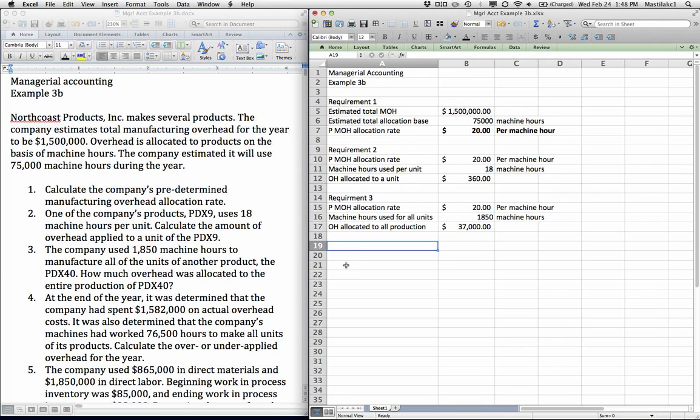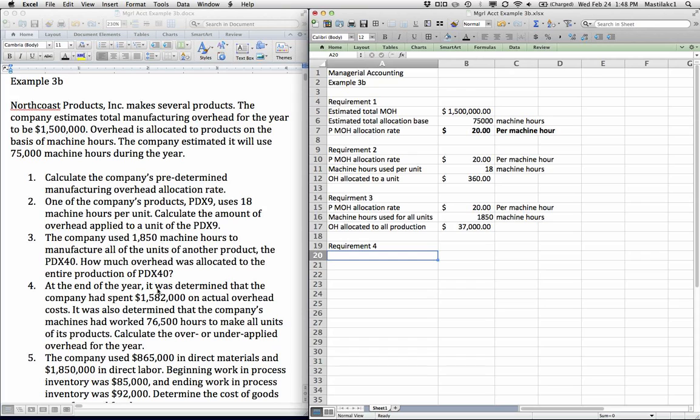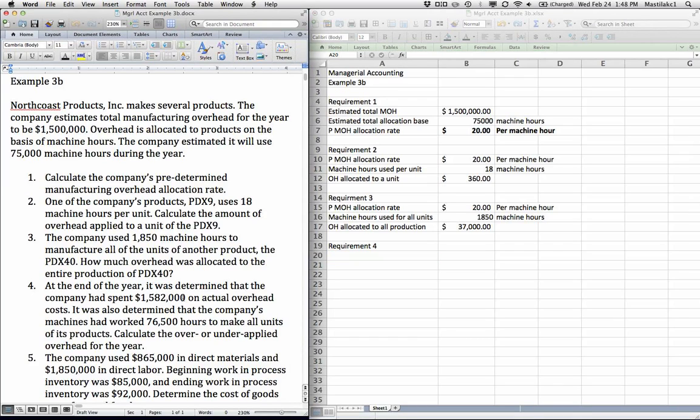Requirement 4 looks not at individual products, but all of the overhead for the year. So we have to allocate overhead to all production. It says at the end of the year, it was determined that the company had spent $1.582 million on actual overhead costs. It was also determined that the company's machines had worked 76,500 hours to make all units of its products. Calculate the over or under applied overhead for the year.